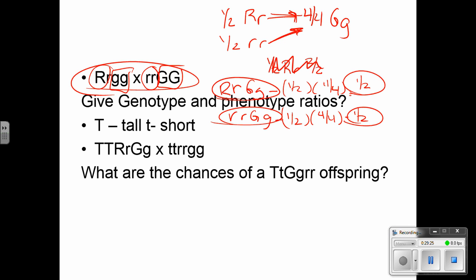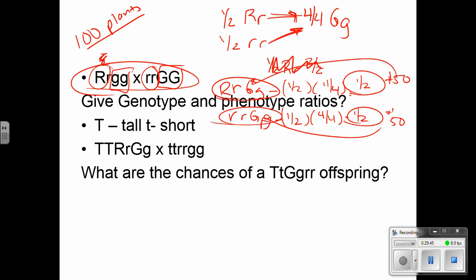So sometimes you're going to be asked how many offspring. So say that we have 100 plants that are produced from this farm. That means that 50 of them are going to be this, and 50 of them are going to be this. So you have to be able to take that percent or that fraction and turn it into a physical number if you're given the number of offspring.